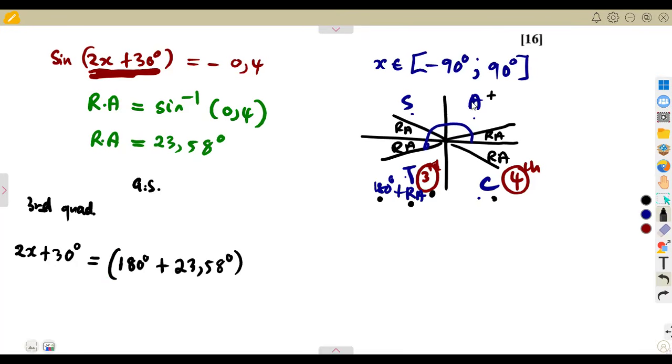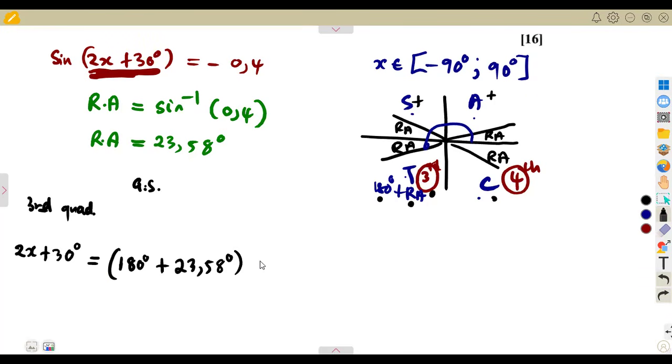It is positive in the first and the second. So we don't consider that, because we need where it is negative. That is where the negative plays a role. So that's why we did not consider the first and second quadrants there.